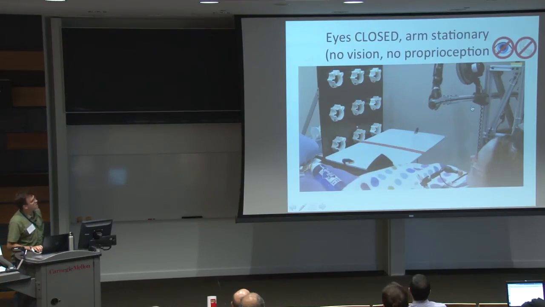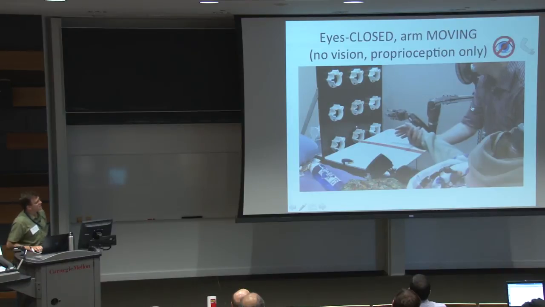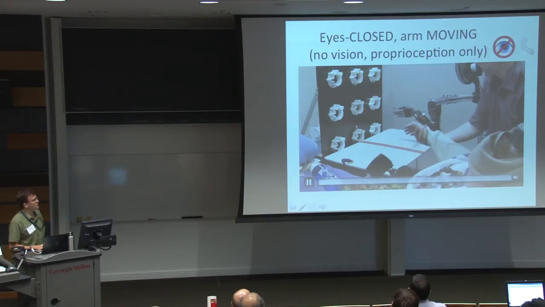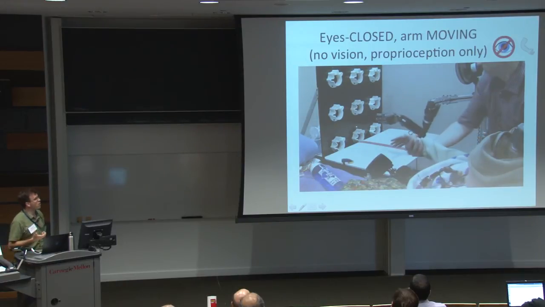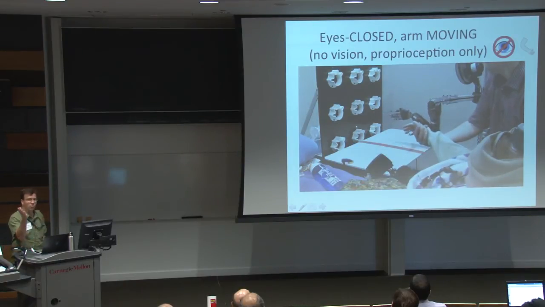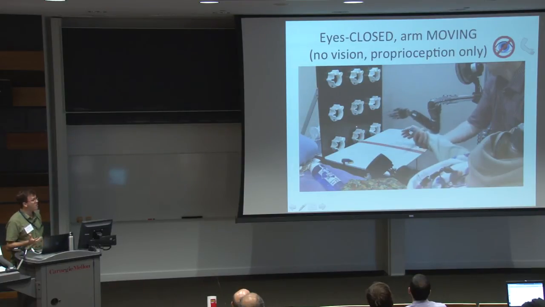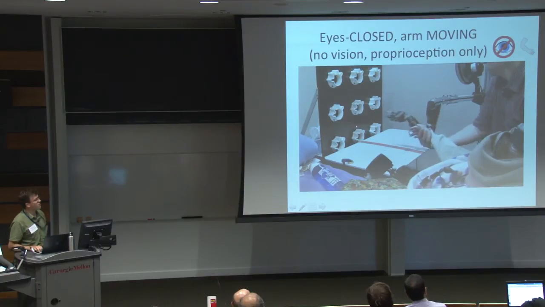In another set of trials, again with her blindfolded, now we moved her arm to try to mimic the motion of the prosthetic limb. So now we're trying to give her that proprioceptive feedback she'd have if she were moving her own arm. And in this case, she can go the full minute without losing track of the limb. Her control is perhaps as good, and in some cases better, than when she just has vision alone.